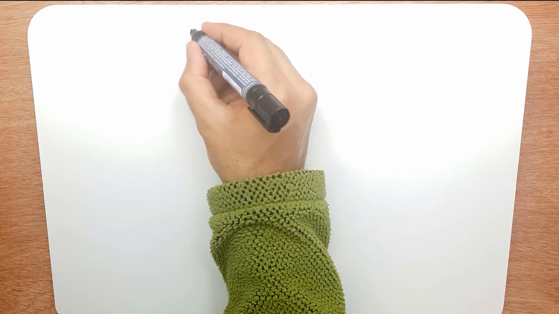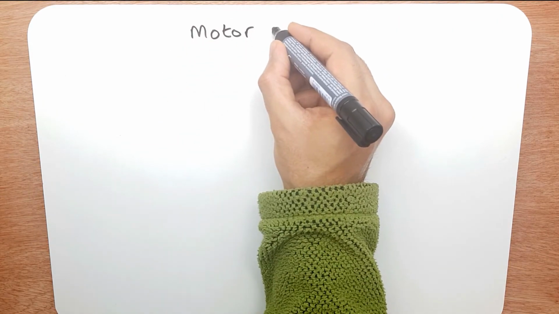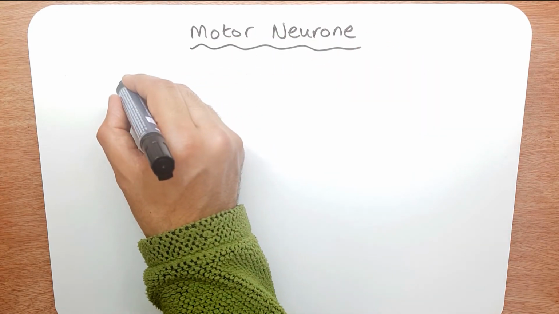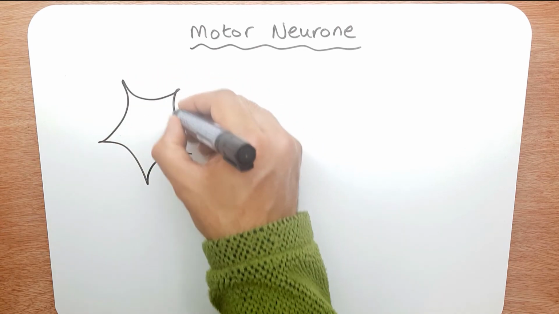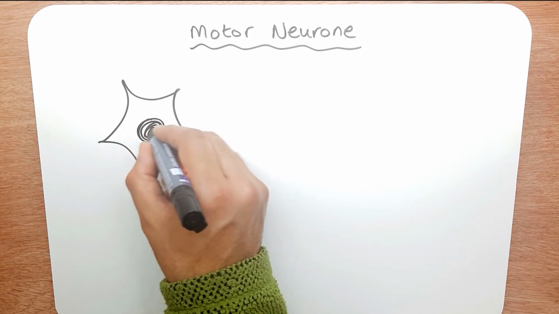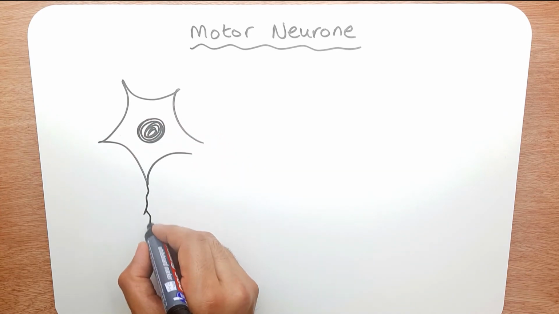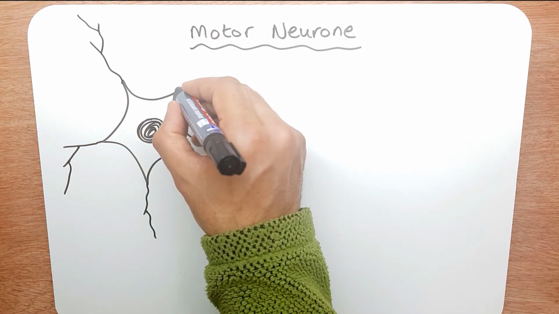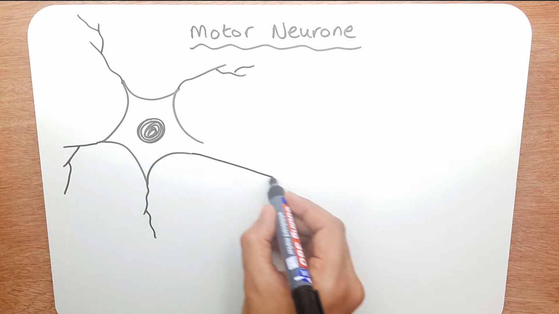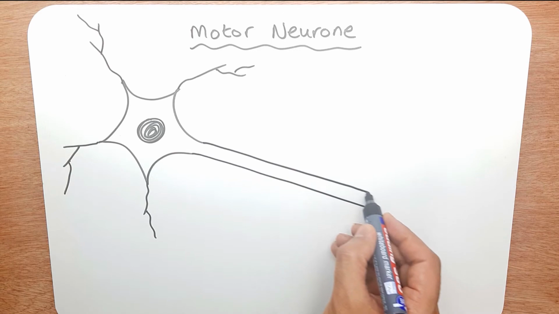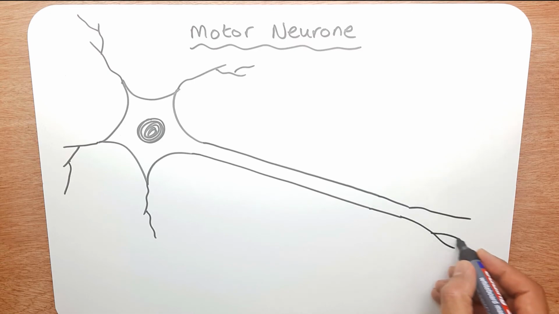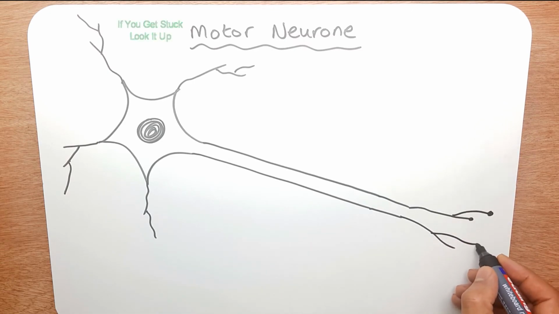To summarize the motor neuron, or the nerve cell, you have the cell body, cell nucleus, dendron, dendrite, dendron, dendrite. You have the axon going away, taking the impulse away from the cell body, which then terminates at junctions with a muscle or an effector.